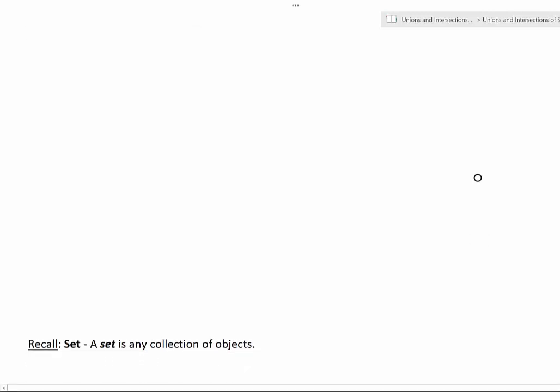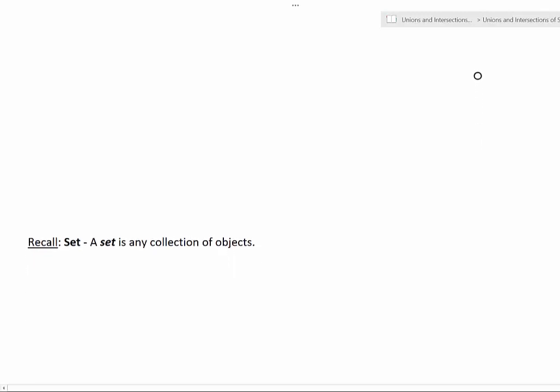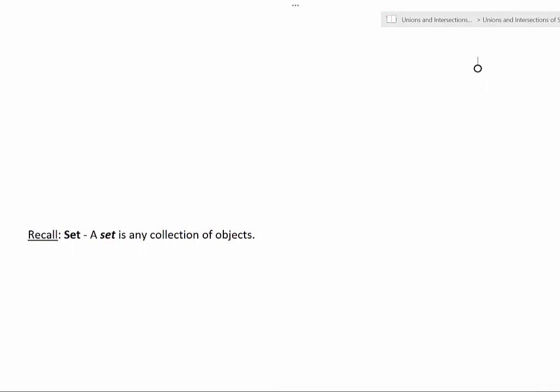First, let's just remind ourselves of what a set is. Recall, a set is any collection of objects, anything. There's many different ways to write sets. We can use the listing notation, set builder notation, and interval notation for real numbers. Those are the most commonly used ones. So we want to talk about what if we have multiple sets and we combine them in certain ways.